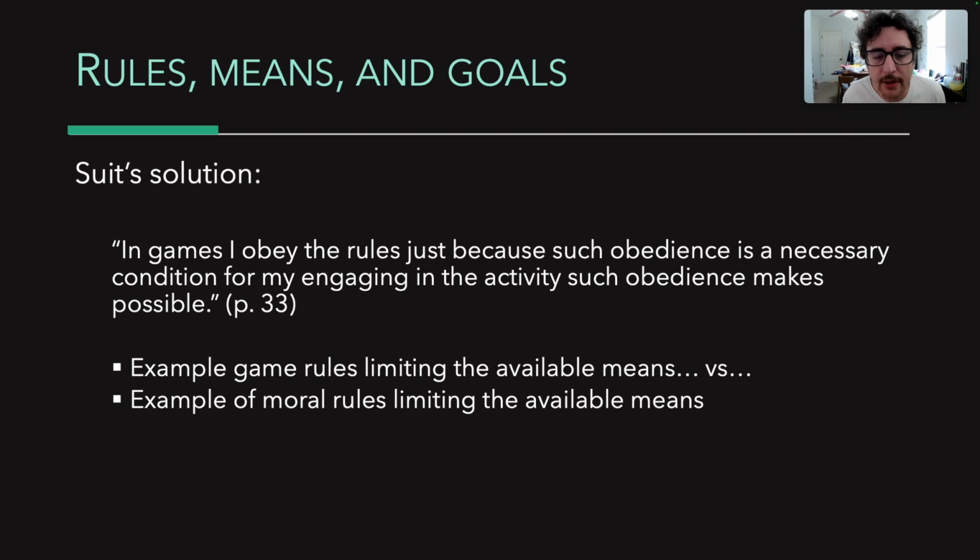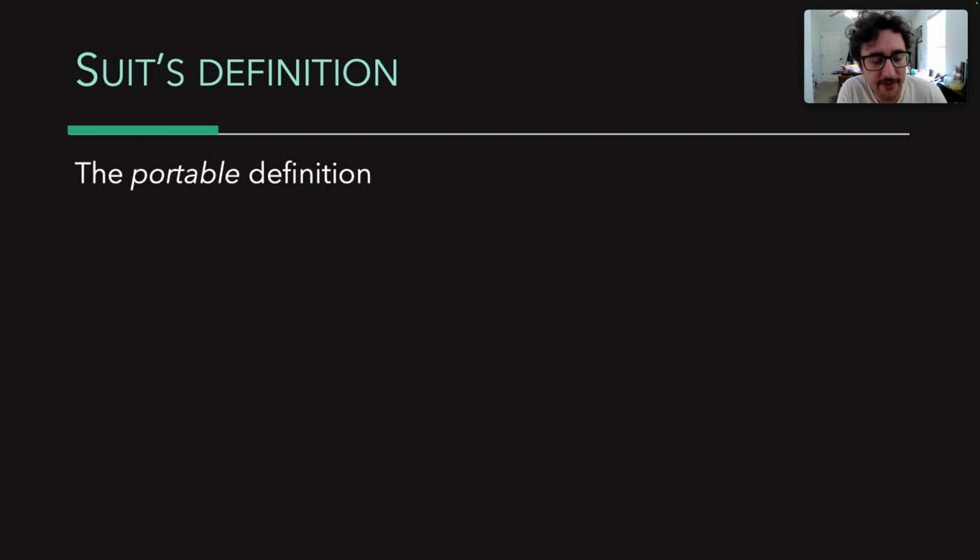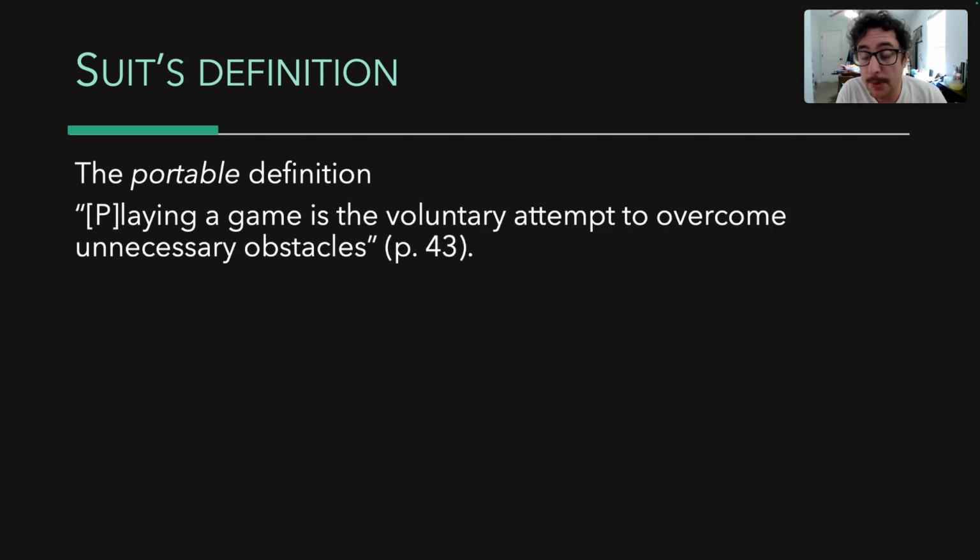It's wrong to kill. So Suits then goes on to give his definition and explain his definition, and at the end, he tries to make it more concise and give a portable version of it. This portable definition says playing a game is the voluntary attempt to overcome unnecessary obstacles. But you need to be careful here, because oftentimes people quote this portable definition, and they say it's vague and ambiguous, and that's because they ignore everything else Suits does. This isn't meant to be the full definition. This is just meant to be something that summarizes the idea.